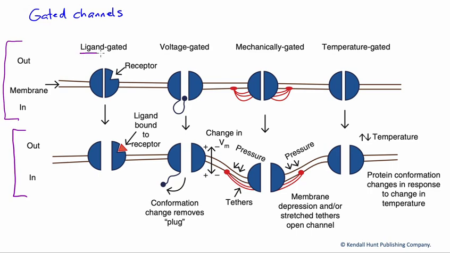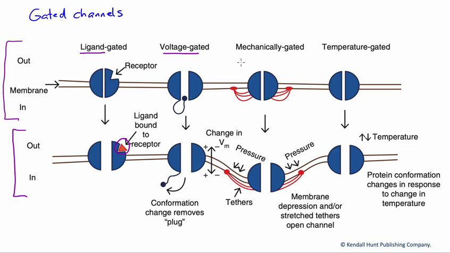On the left, we have our ligand or chemically gated channels. These are channels that are opened by the presence of a particular molecule that binds to that protein, causing the channel to open. Again, which way an ion will move through this channel will depend upon the electrochemical gradient of that ion. Next, we have voltage-gated channels.